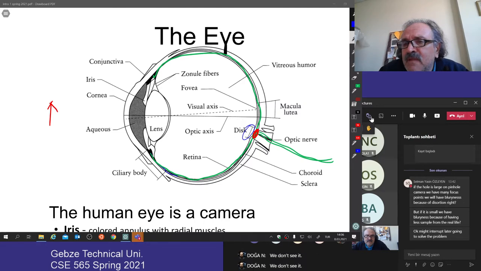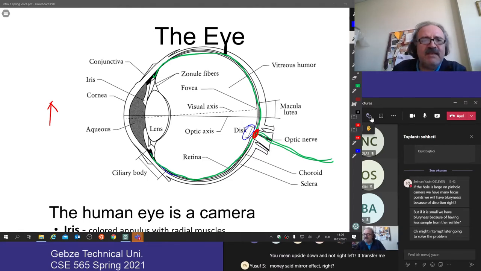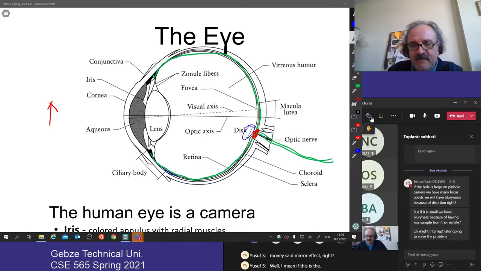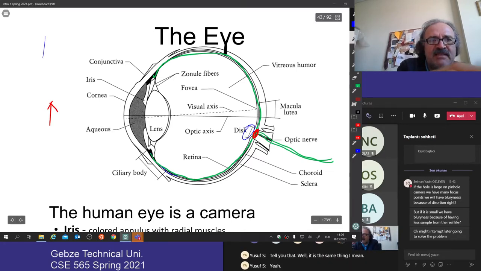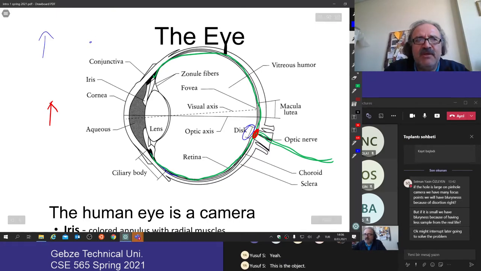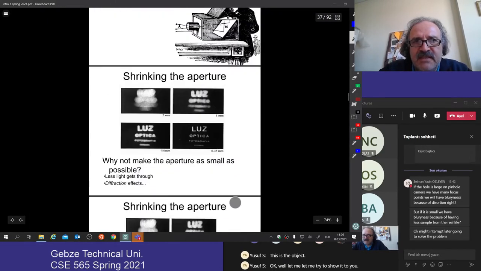Turn right. You mean upside down and not a right-left transformation? Well, it's a mirror effect, right? Well, I mean, how can I tell you that? It is the same thing. This is the object. Okay. Let me try to show it to you on this.